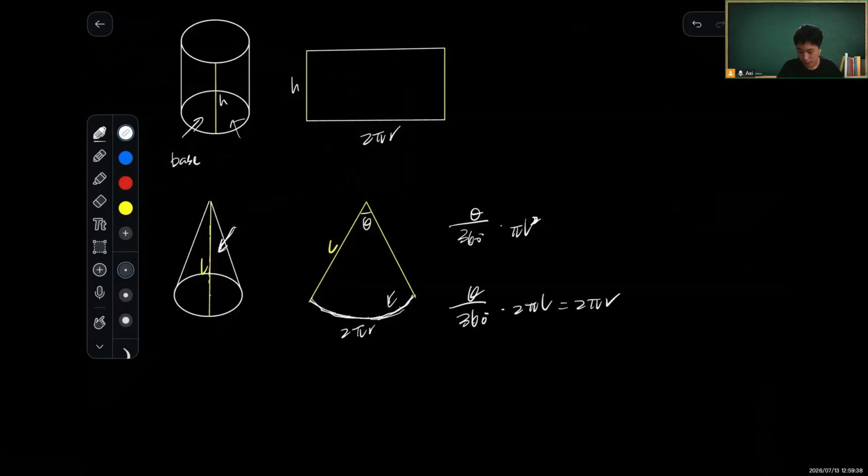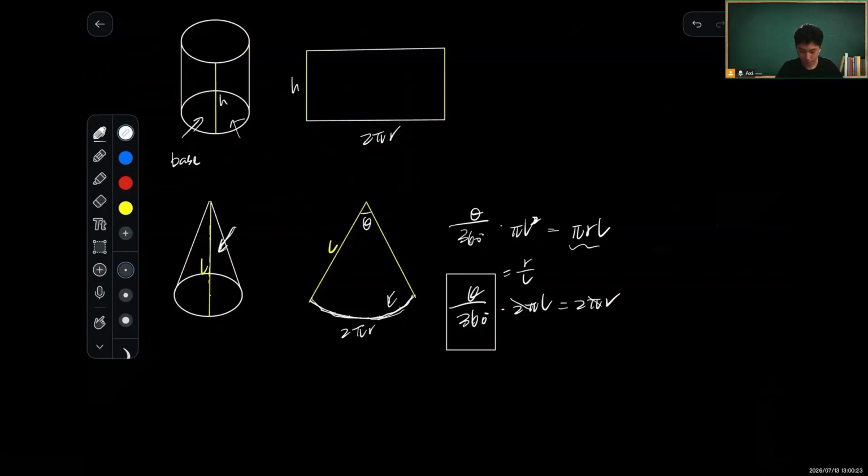So what this means is after some canceling, this term, theta over 360 degrees, can be represented as r over L. So the above expression here is pi r L. And this is the formula for the side surface area. However, you might be asking, what is L? Since generally we only describe it by the height h and the radius r.